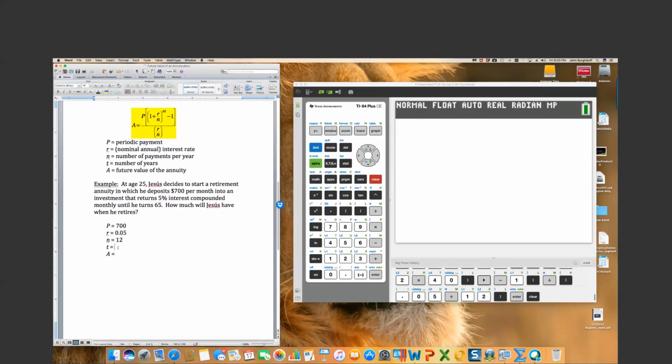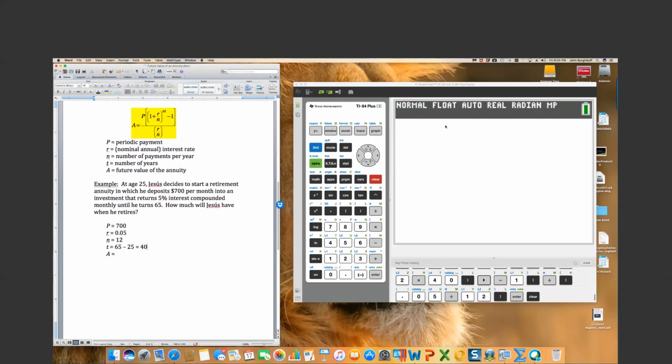T is the number of years. So he starts at age 25 and ends at age 65. 65 minus 25, that's a period of 40 years. And the future value is what we're trying to calculate. Over here on the right, I have a TI-83 graphing calculator, and I'm going to show that we can do this calculation all at once, basically entering exactly what we see.